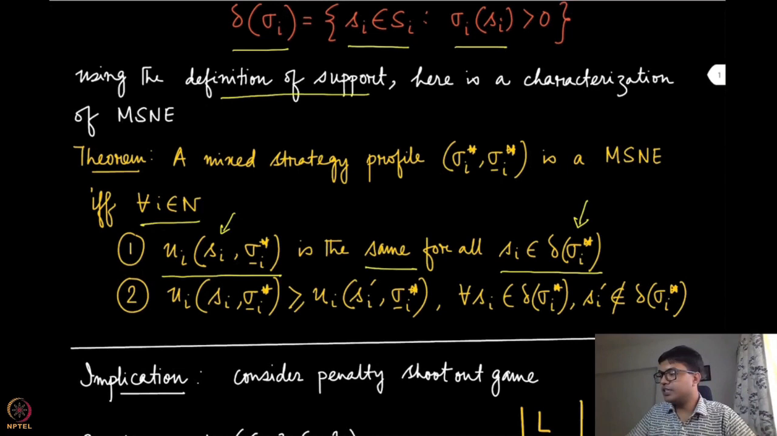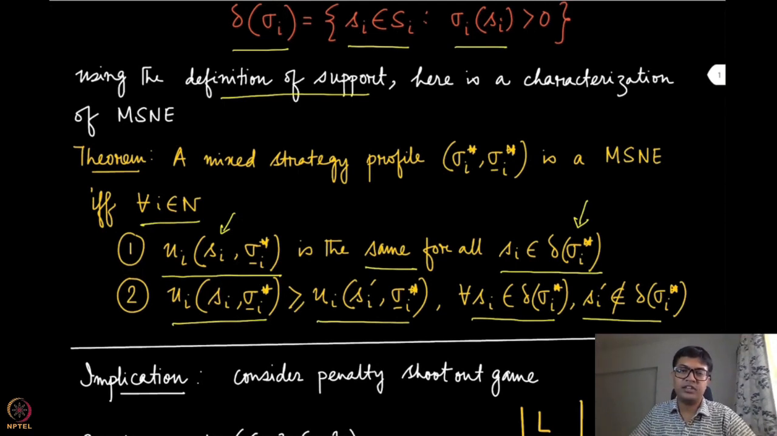And the second condition is that if we look at two strategies, where one strategy is living inside that support and the other strategy SI prime is living outside the support, then the expected utility of the strategy in the support must be at least as much as the utility of the other strategy which is outside the support. So this inequality should also hold.